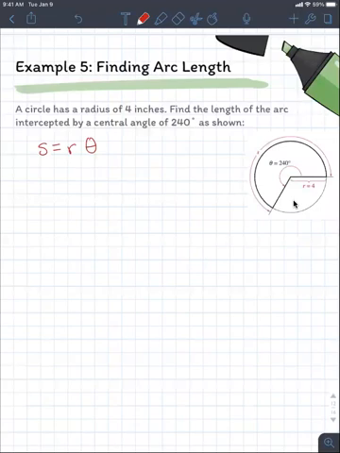Okay, so we know from the picture that the radius is 4. That piece of information is given to us. However, we need theta to be in radians. So option number 1 is you can multiply it by pi over 180 to change it to radians. Option number 2 is you can go look at the unit circle and tell me what 240 degrees is in radians. Which would you prefer?